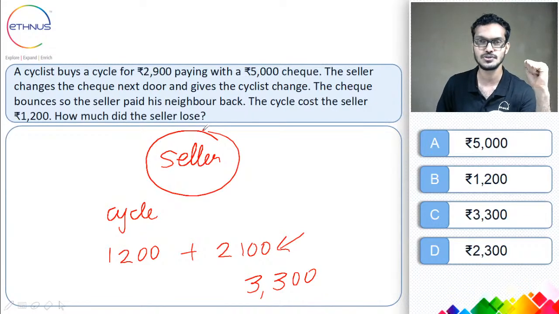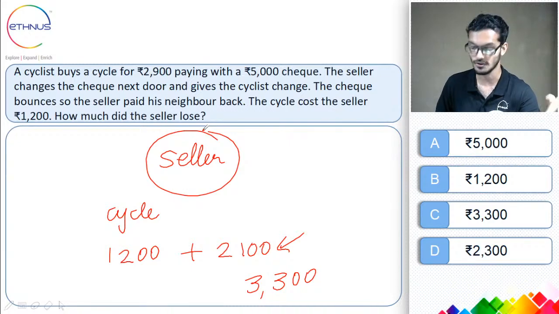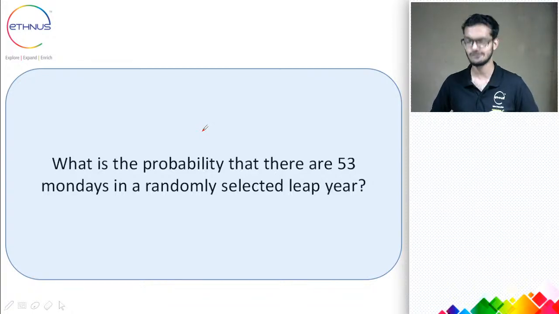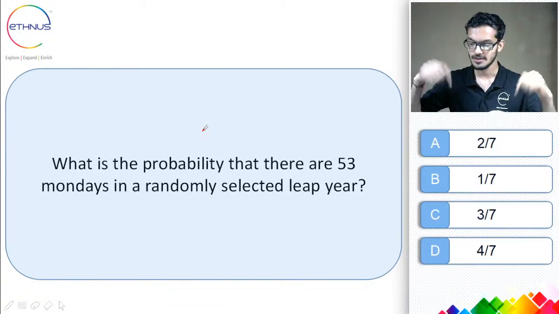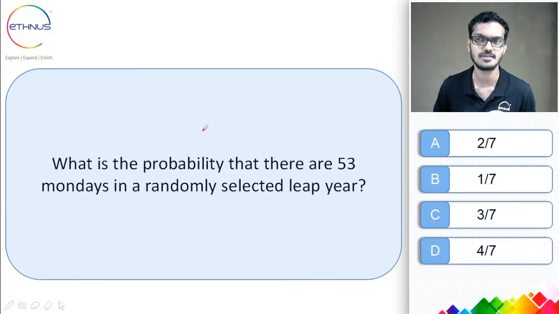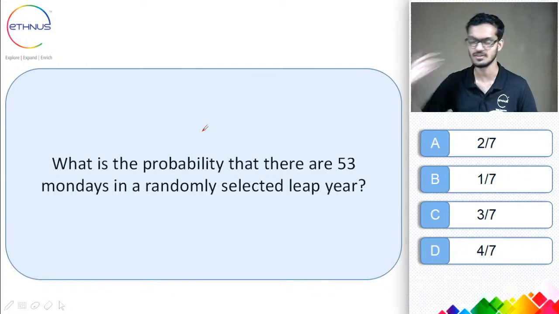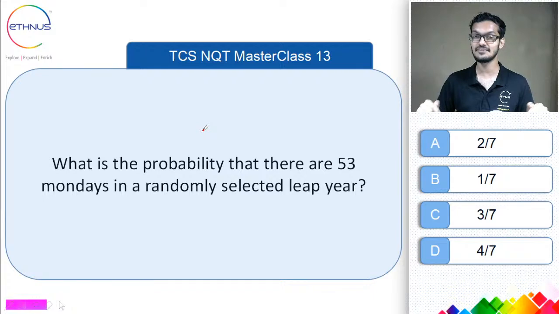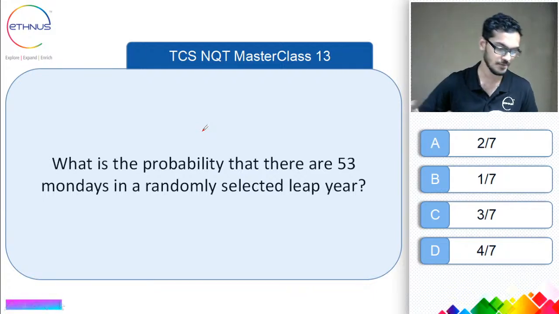Okay, so let's quickly move on to the next question, and the next question is on the screen. I'm going to give you 1 minute to solve this problem, and the options are also down here, so you can check the options. What is the probability that there are 53 Mondays in a randomly selected leap year? It's one of the important questions asked in a previous year TCS examination. So here's the question, you have 1 minute to solve this problem, and your time starts now. If you get the answer, make sure you type it out in the live chat.